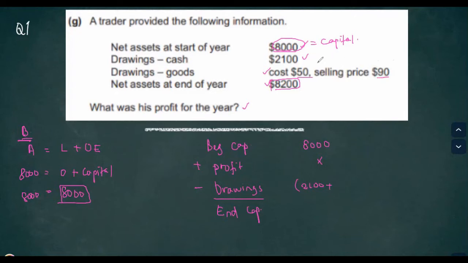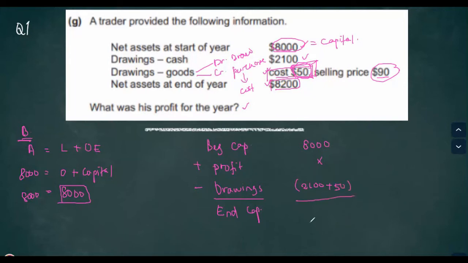So which one is the answer? Which one should we take? Should we take 50 or 90? Drawings of goods, we will always take it at the cost price, right? Remember this. Any drawing of goods, even if we record this, we record it at debit drawings and we will credit purchases, right? In purchase account, we will always put in information on cost value, not on the selling price value. So that is the reason when we take our drawings account, we must take on the cost portion. So which is 50.